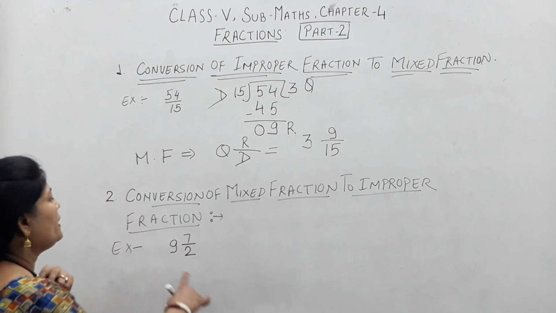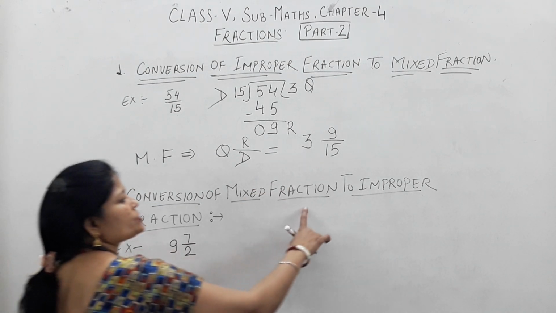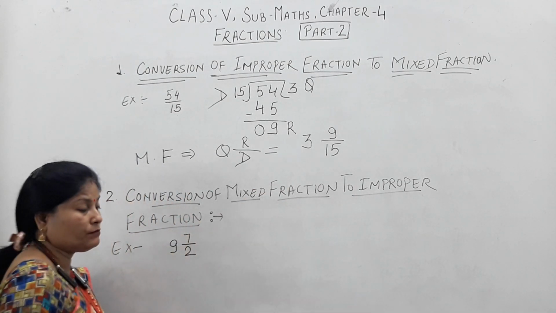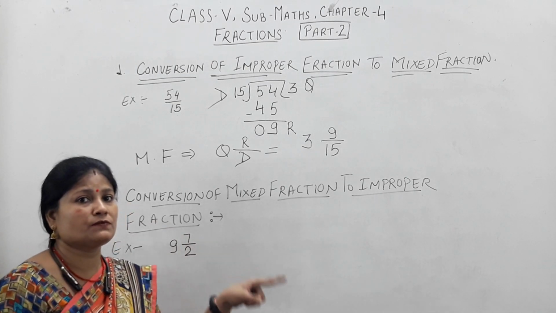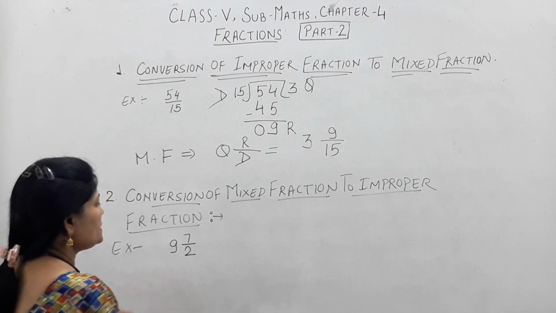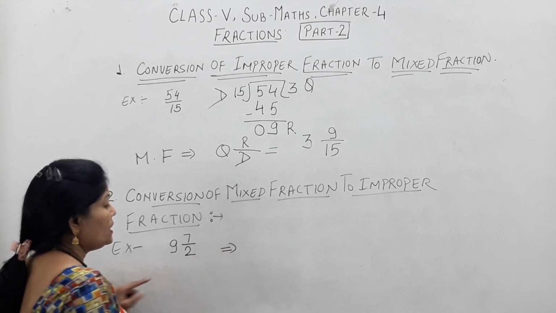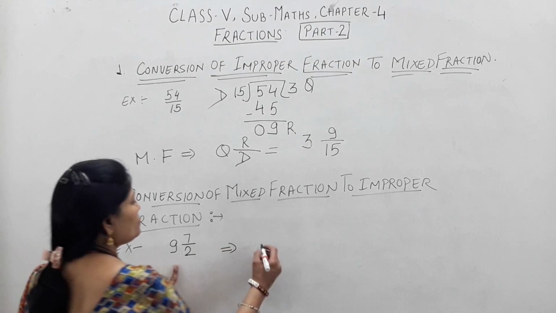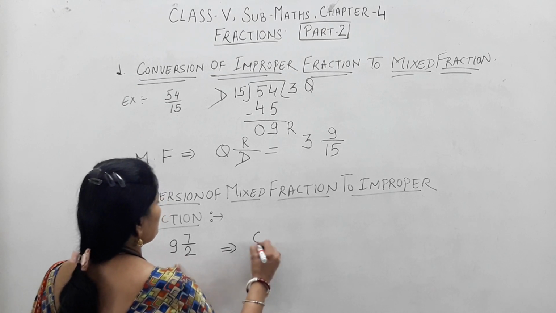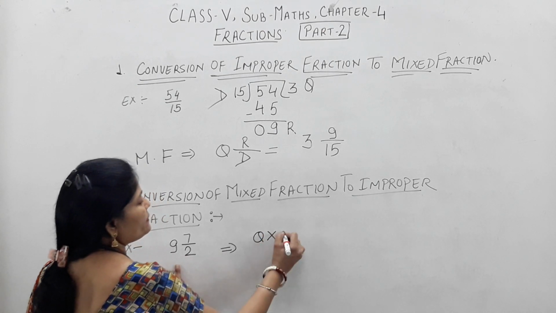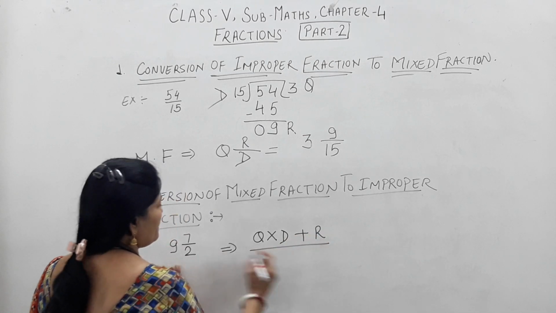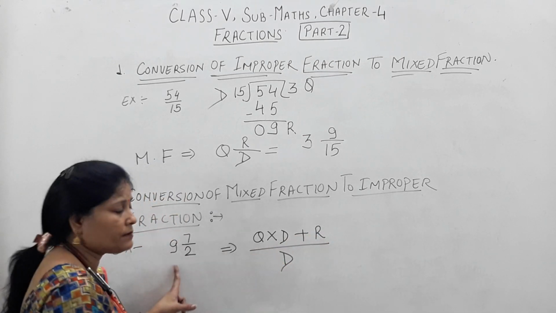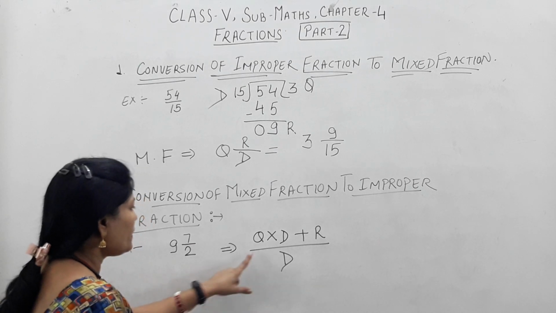So I have taken the next example, mixed fraction to improper fraction. Means a mixed fraction is given to us and I have to convert it into an improper fraction. How? See children, this is my fraction. We have to use the formula. The formula is quotient multiply divisor plus remainder, and after that the denominator or divisor is the same. So I will write down over here. Now I have to solve.